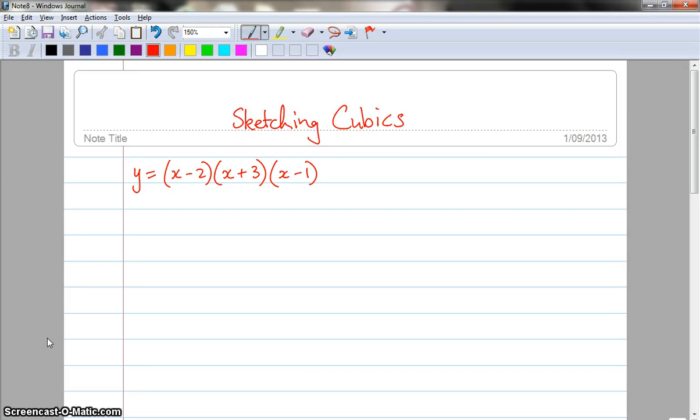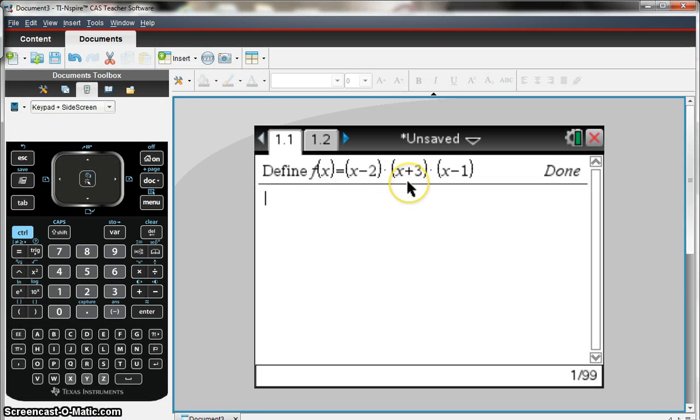Morning everyone. Today we're going to apply the knowledge that we've learnt in the last couple of lessons to now sketch a cubic. Later on I'll show you how long division comes into all of this, but at the moment we're just going to start with this cubic equation here. y equals (x minus 2) multiplied by (x plus 3) multiplied by (x minus 1). Now if I sketch that on my CAS calculator, this is what I do.